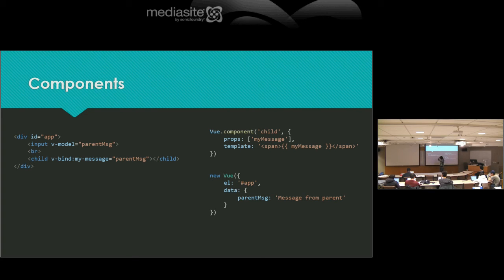This is very similar to a former example. Here we have a Vue component called child, and it's basically just a span element that shows the message. The way that child accepts messages from the parent is through the props. So it accepts my message. The parent passes messages from the input field to the child.